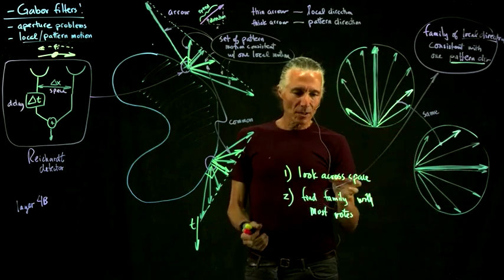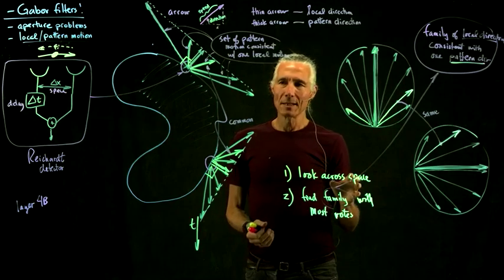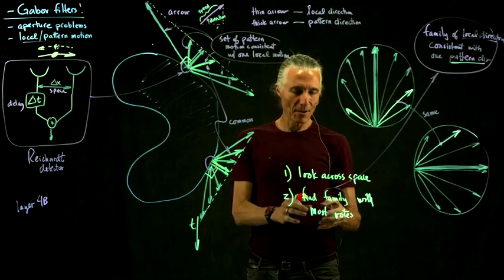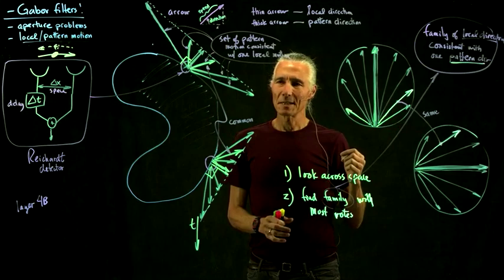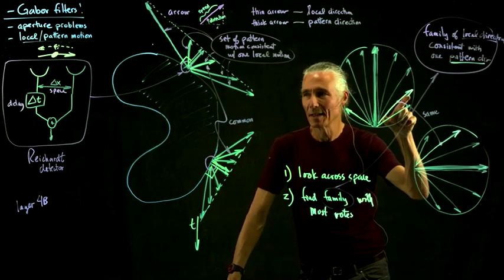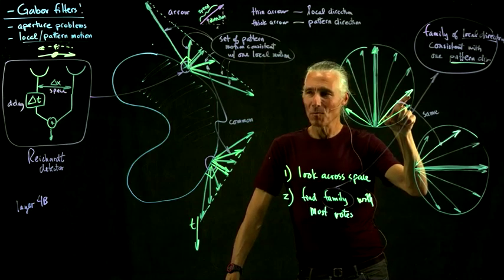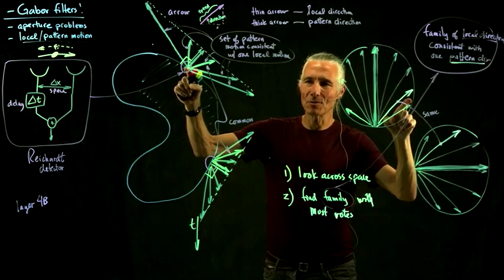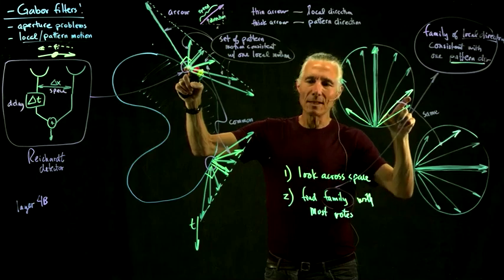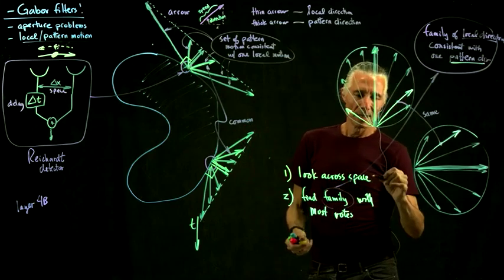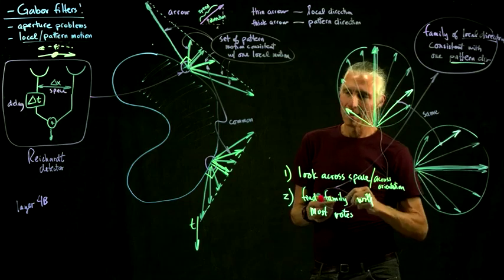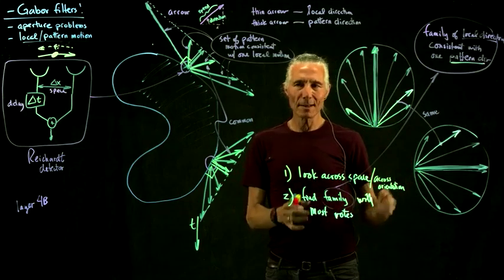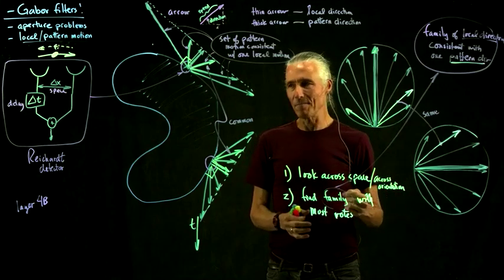You have to look across space, critical, look across space, and then you just find out which of these families of motions got the most votes. And it won't work if you just have one. If there's only one vote, from one local motion, like one aperture, then you're hosed because you can't tell. So you need a bunch, you look across space, across orientation. And if you look across space and orientation and then sum up the votes, you'll get the right answer.